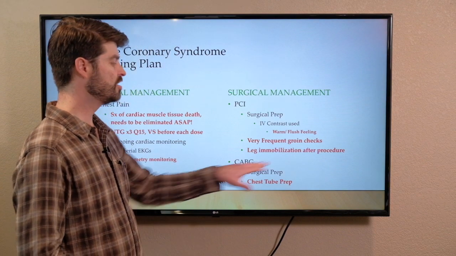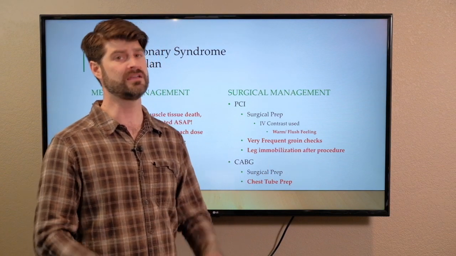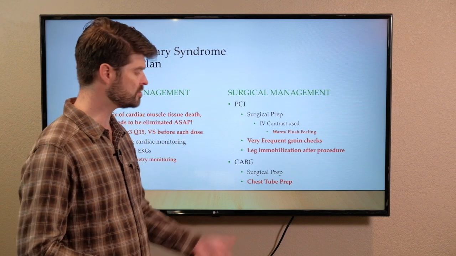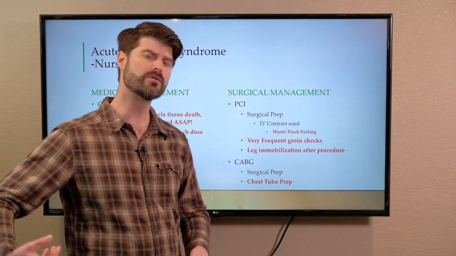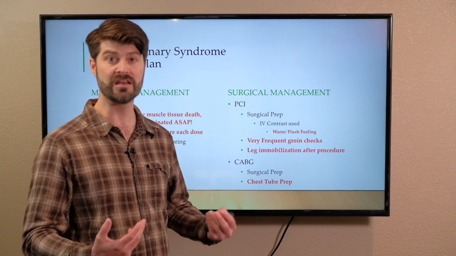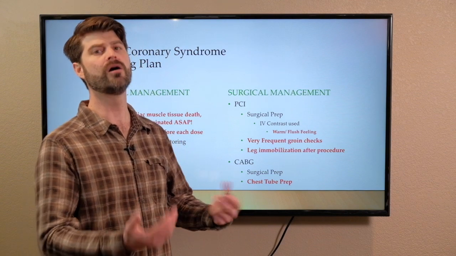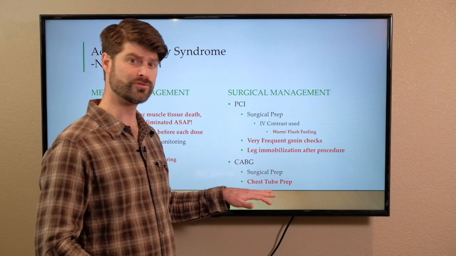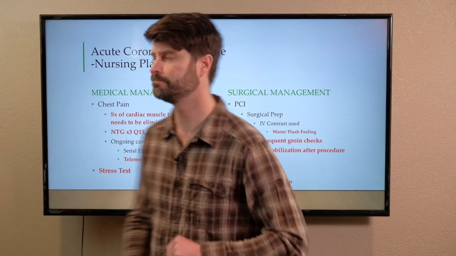For CABG, surgical prep is the name of the game. Let them know they're about to have open heart surgery. It's a big, big, big deal. The other thing to note is that because they're having open heart surgery, they may have chest tubes when they come out of surgery. That's to help with some of the surgical draining around breaking open the ribs, the pericardium, all that kind of stuff. So some of that thoracic bleeding or drainage will be managed with a chest tube after surgery.